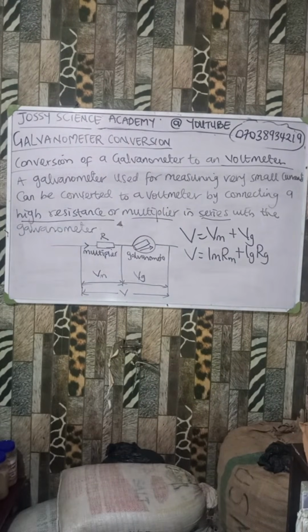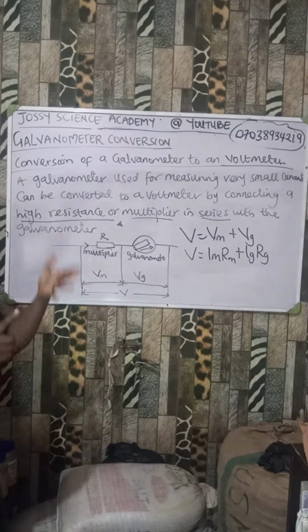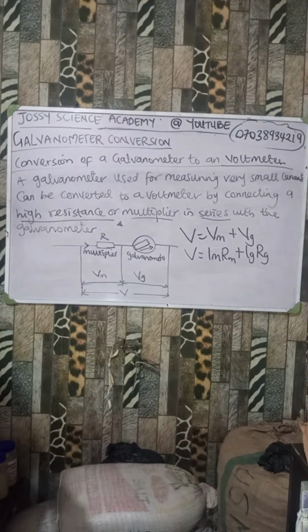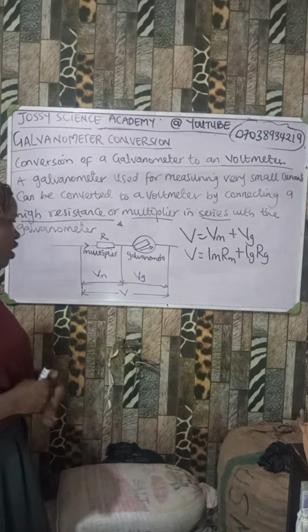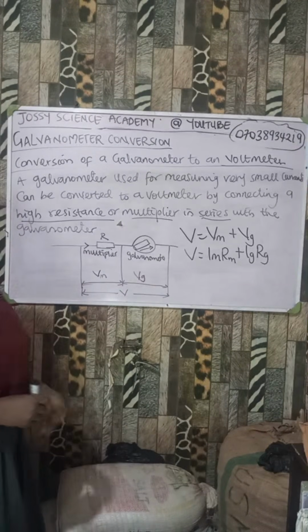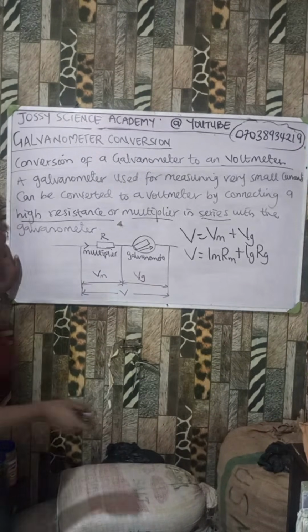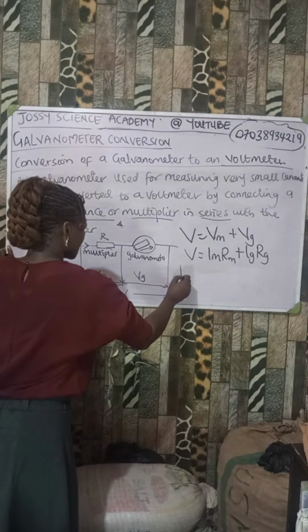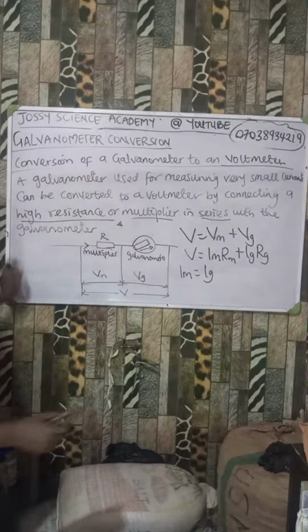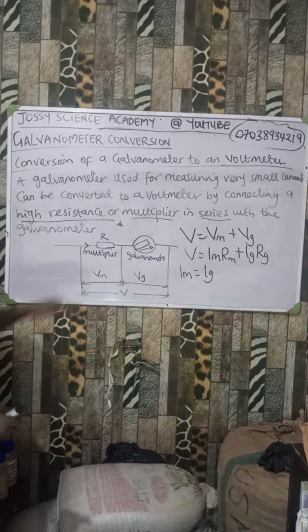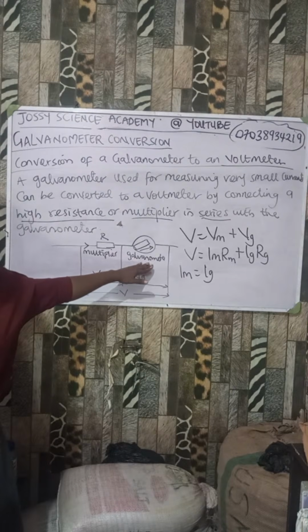Now, something important you must note: because the galvanometer and the resistor are in series, the same current flows. Any current that is measured in the galvanometer is also in the multiplier. So what am I trying to say? That IM equals what? IG. The current across the multiplier is the same as the current across the galvanometer.